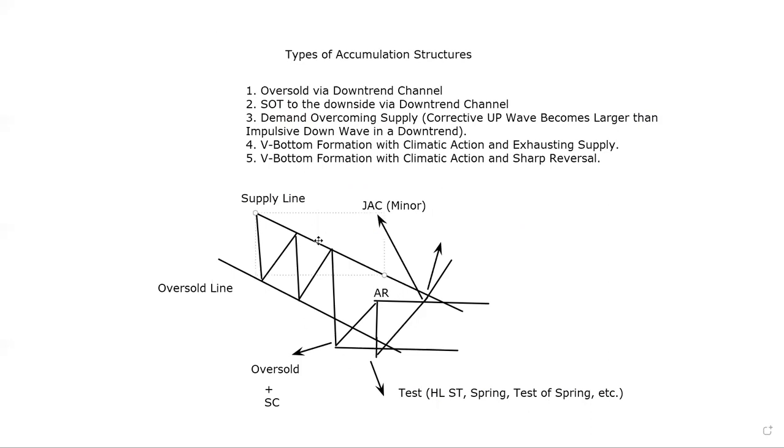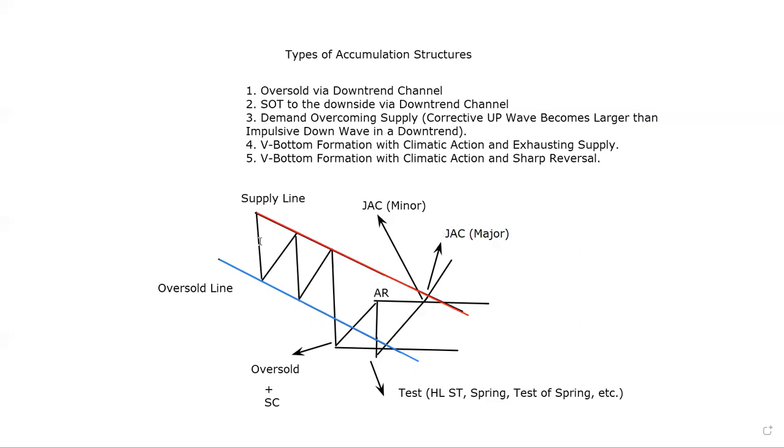So let me make this line a little bit different. Change the color of this line. Supply line, let's make it red. Why is the color not changing? Okay, supply line. And this one, let's make it blue. Oversold line. Got it? Okay, so this one would be known as JAC major. Okay, this is an accumulation pattern.